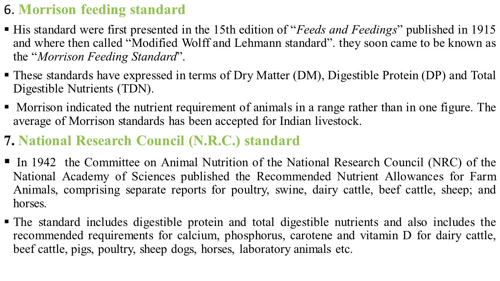In 1942, the Committee on Animal Nutrition of the National Research Council, NRC, of the National Academy of Sciences published the recommended nutrient allowances for farm animals, comprising separate reports for poultry, swine, dairy cattle, beef cattle, sheep, and horses. The standard includes digestible protein and total digestible nutrients and also includes the recommended requirements for calcium, phosphorus, carotene and vitamin D for dairy cattle, beef cattle, pigs, poultry, sheep, dogs, horses, laboratory animals etc.